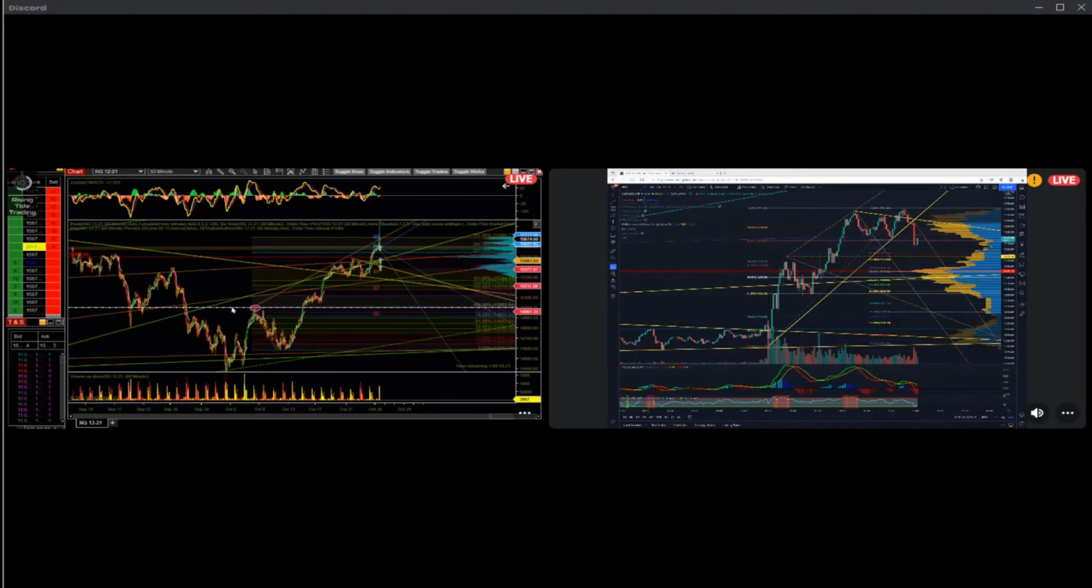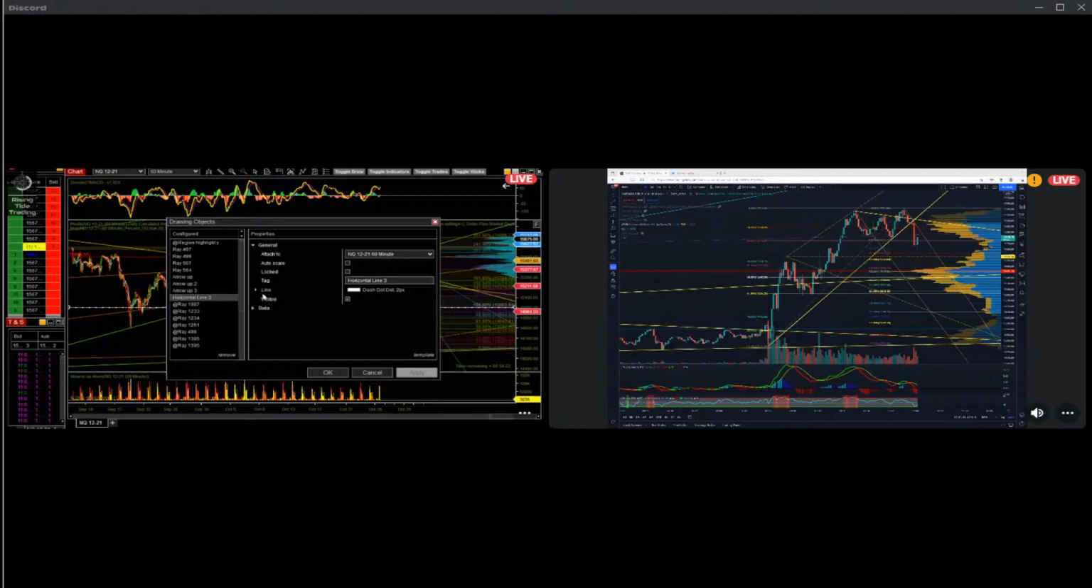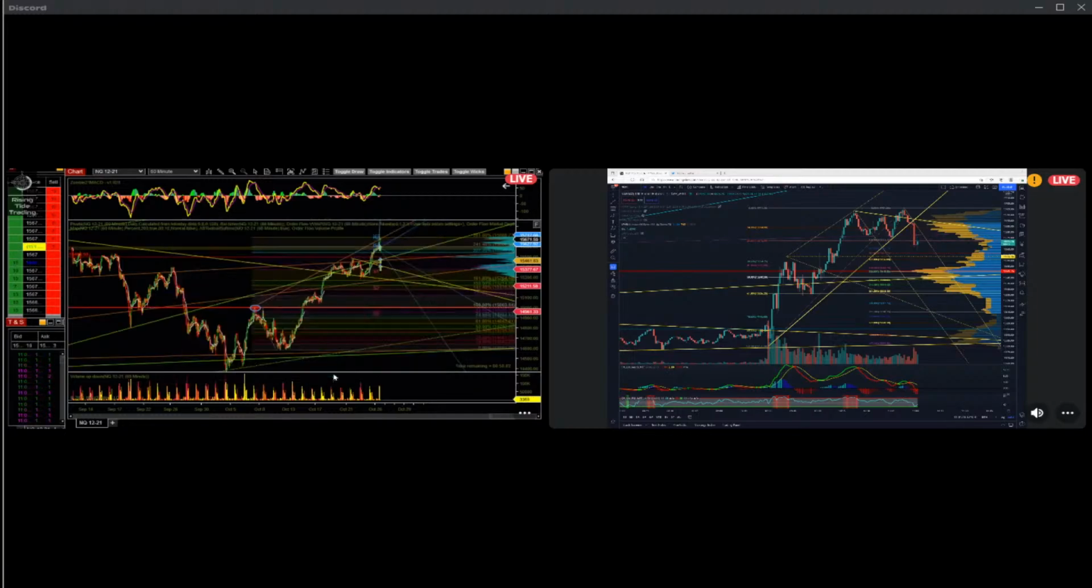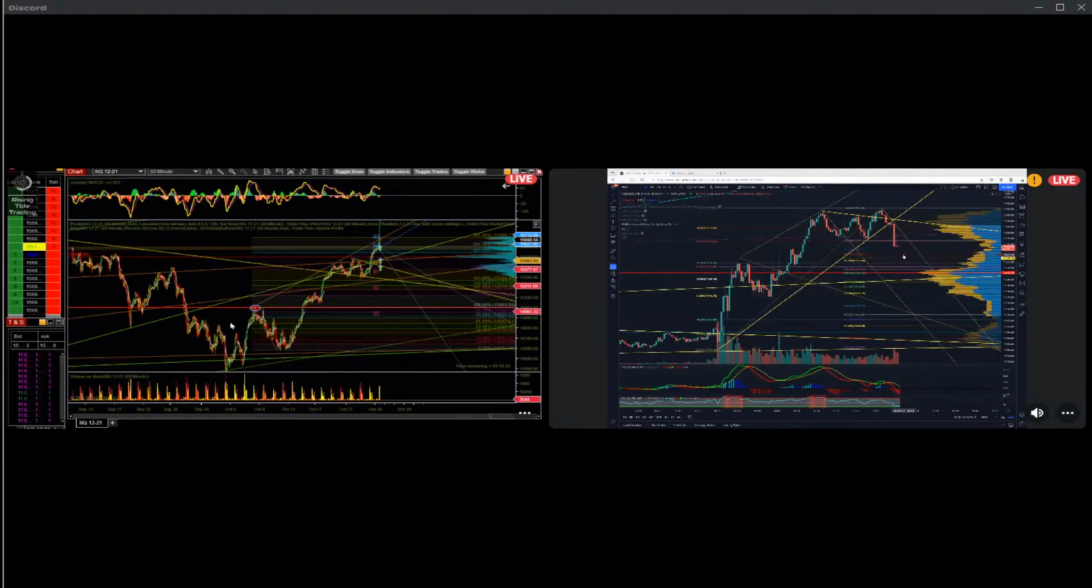And I'm gonna put this in here as red. Actually, I'll put it solid, because we know we need to come back to this. And I'm gonna lock it, so this way I cannot move it. Okay, guys.